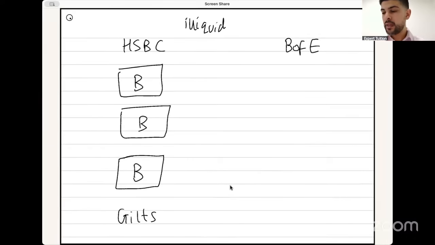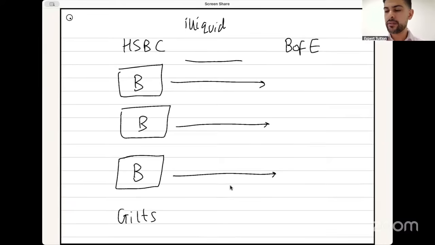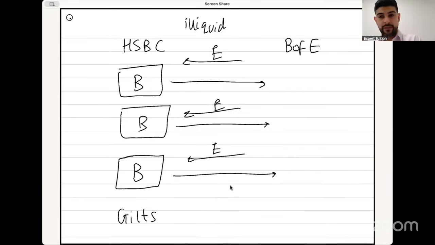So what does that mean? HSBC now sell their bonds to the Bank of England. And in return, the Bank of England inject what is called electronic money, which is essentially they make money out of thin air. Yeah. But to be clear, there is a transaction taking place here. The bonds are now being held by the Bank of England, meaning when the government repay it, it will be repaid to the Bank of England.